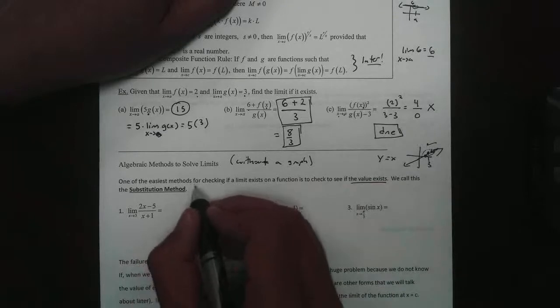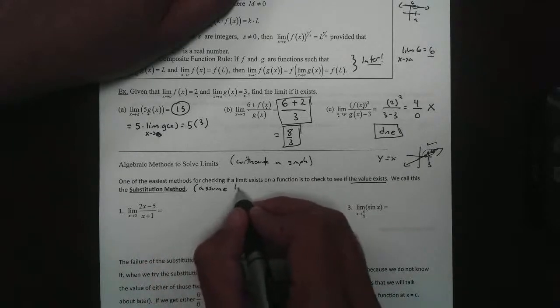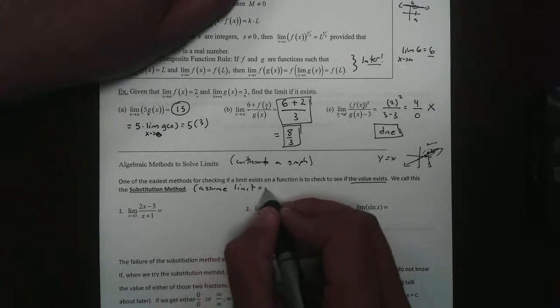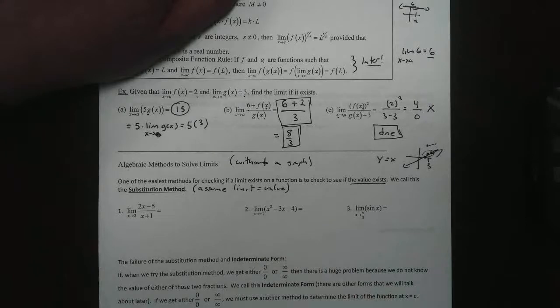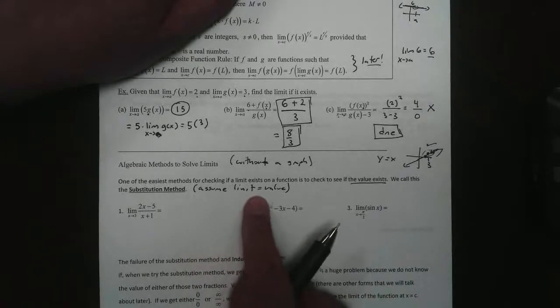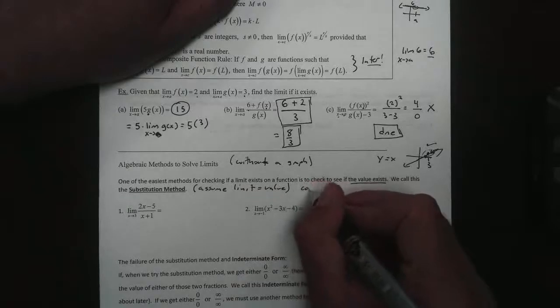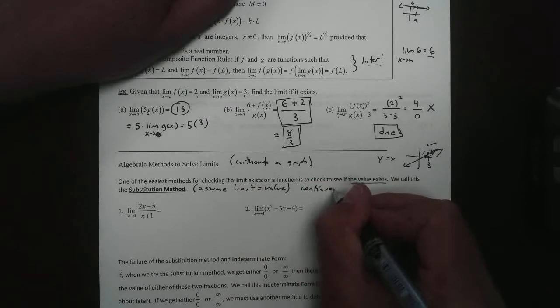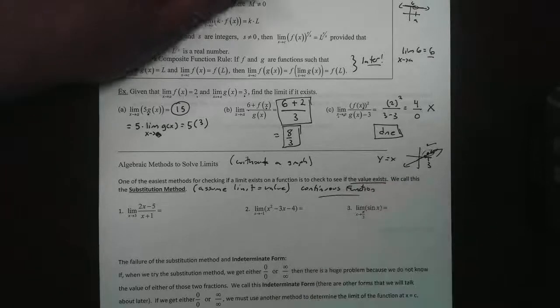And that's the substitution method. We are going to assume that the limit is the same as the value until it isn't. We'll talk about that in just a moment, okay? So you might recall yesterday that if the limit equals the value, this is really what's called a continuous function. You might remember that from yesterday.